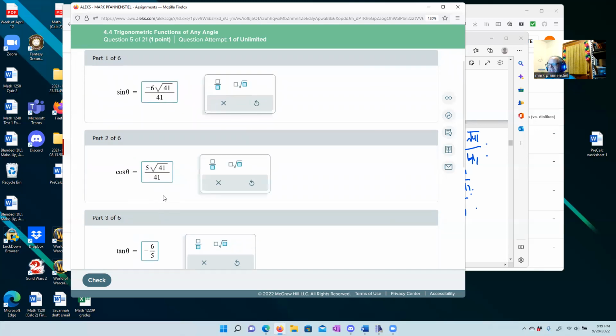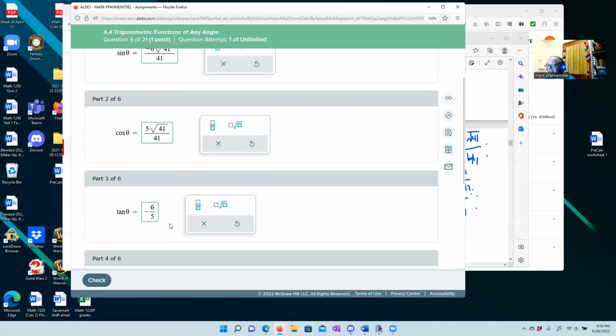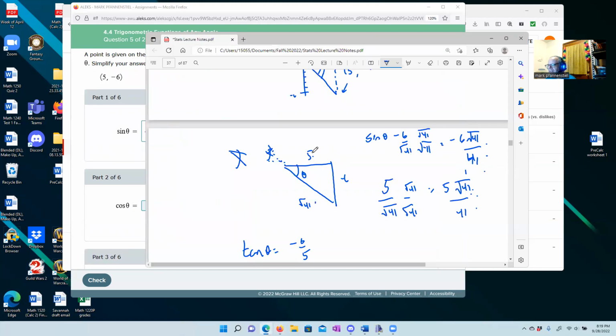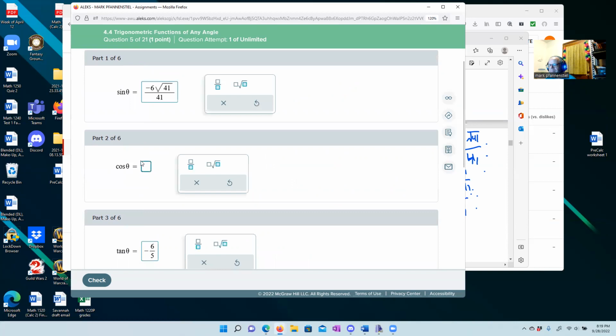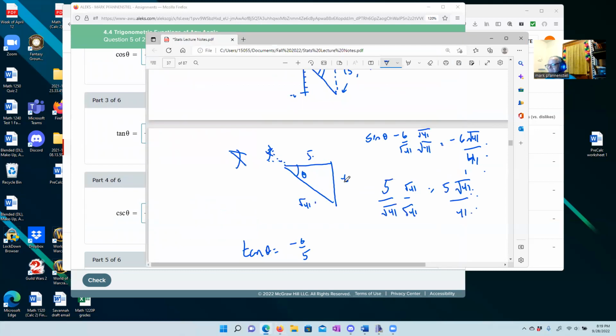Okay, and now for the cosecant. Well, in this case, we don't have to rationalize the numerator. Let's get rid of this. This is not true. Can I please backspace out of this? Thank you. Okay, so cosine. Let's go back to our triangle. What am I doing? I erased the wrong one. So that's 5 root 41 divided by 41, and tangent is negative 6 over 5.